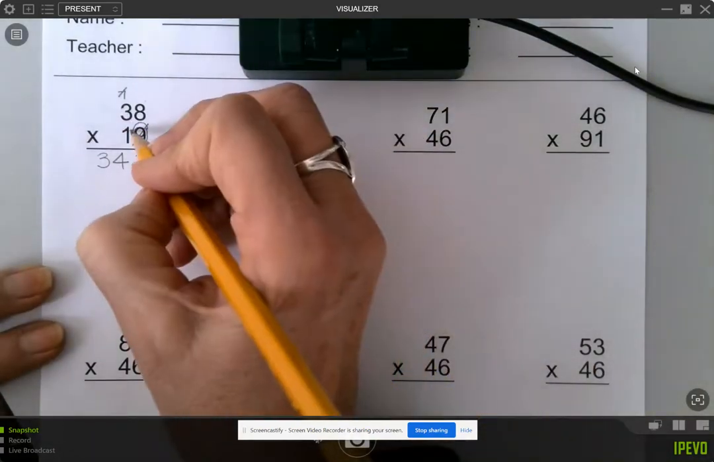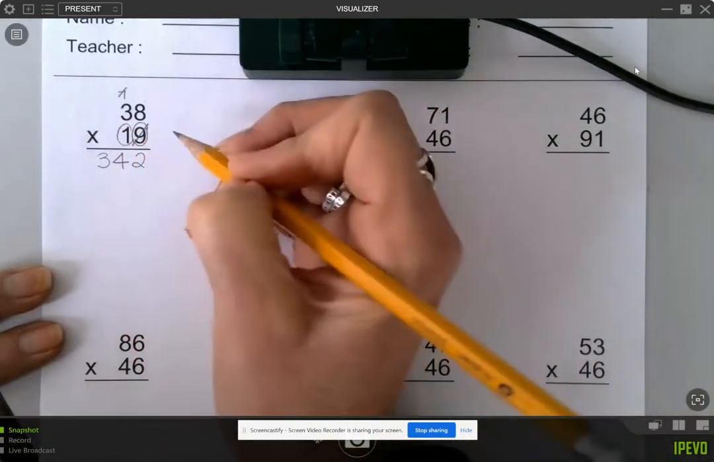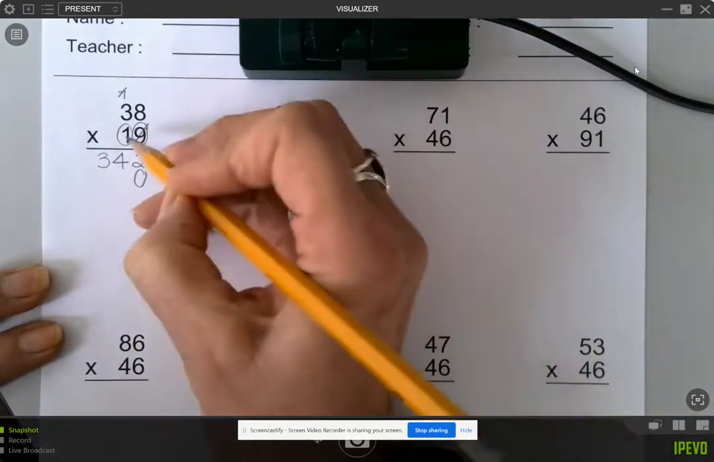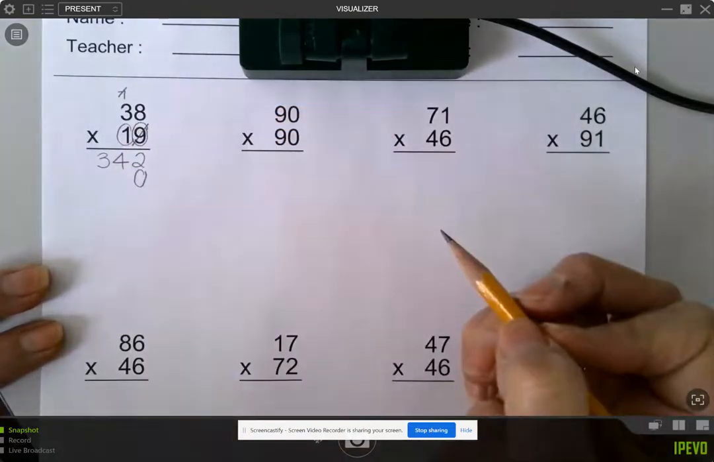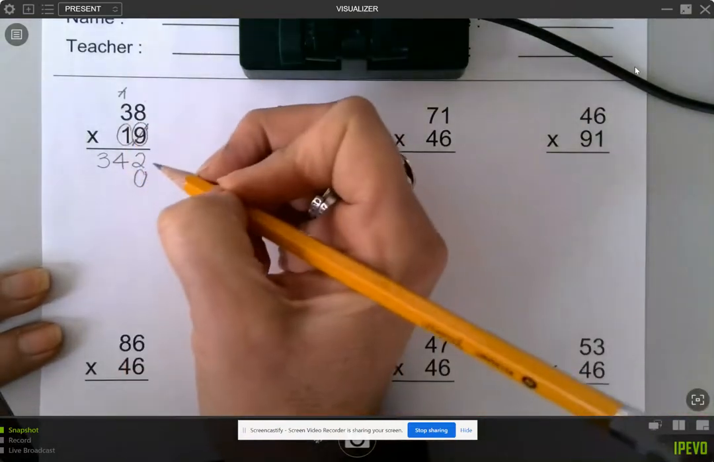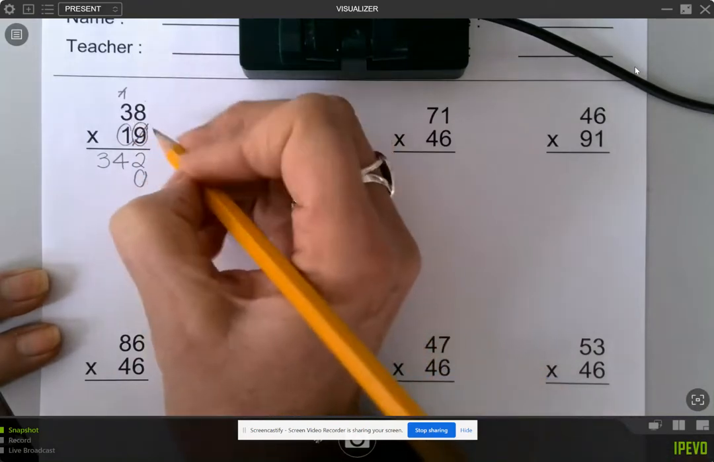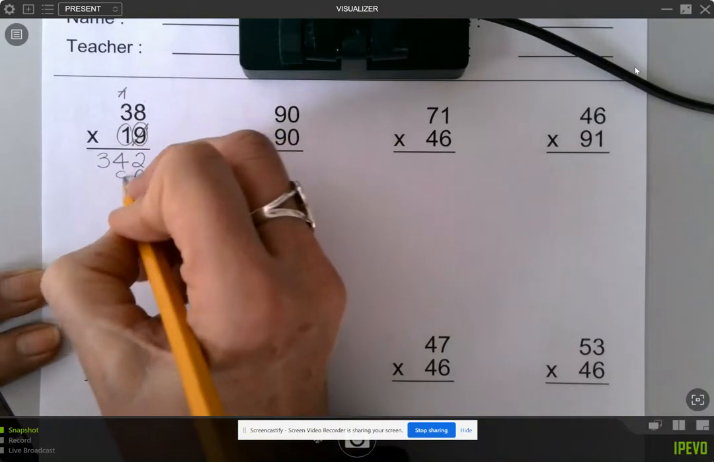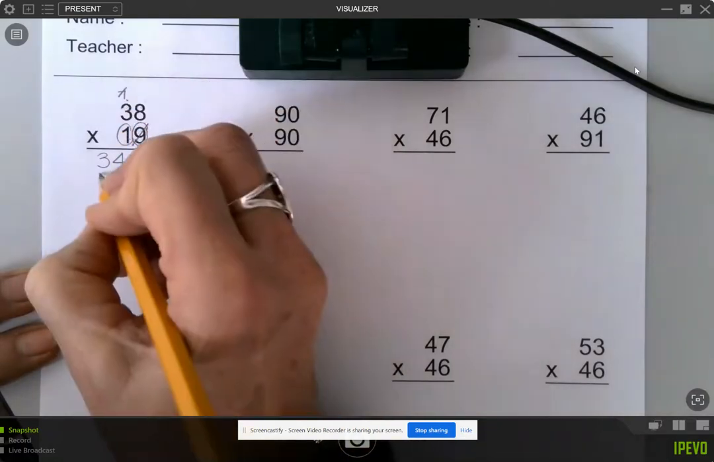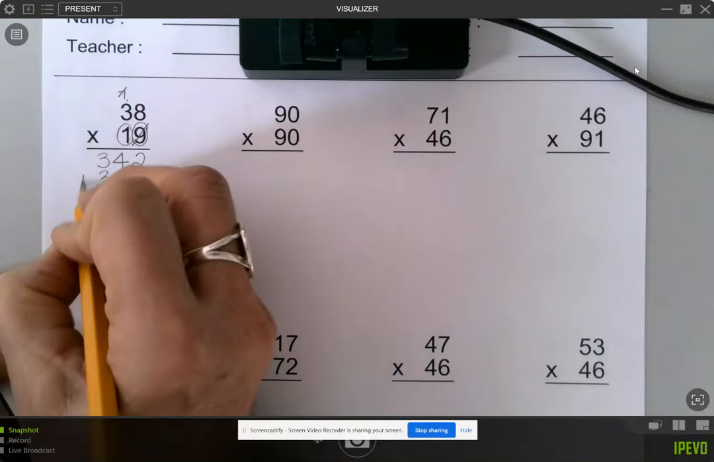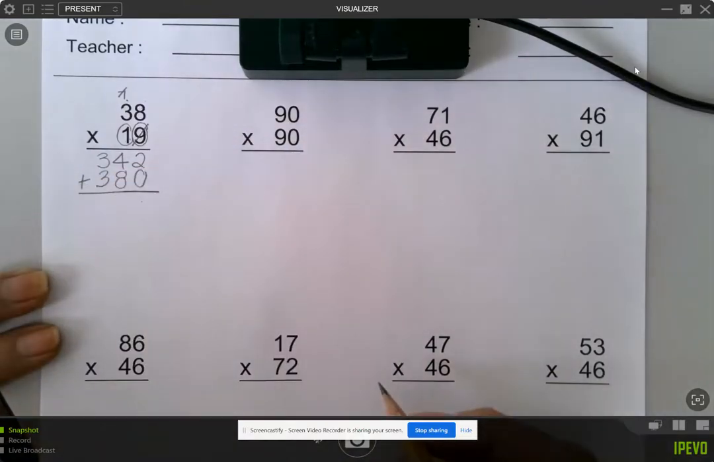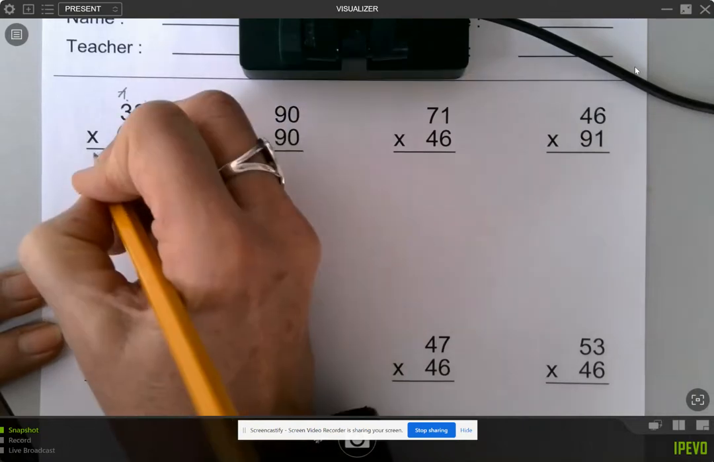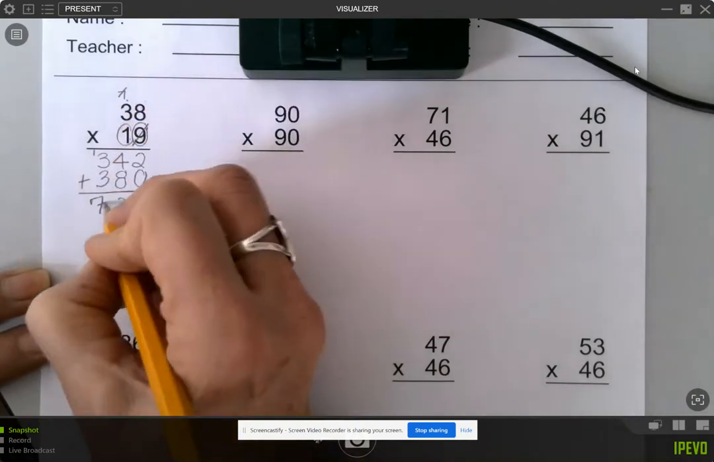Now, my new multiplier is the 1. I'm circling that. I'm going to start the second row with a 0 every time, because you're really multiplying by 10 since that's in the tens place. So I'm going to put my 0 there. It always starts your second row. And I'm going to do the same thing: multiply, starting with my ones. 1 times 8 is 8. 1 times 3 is 3. I didn't have to carry anything. And now it becomes a simple addition problem. 2, that is 12, carry the 1, that is 6 plus 1 more is 7.